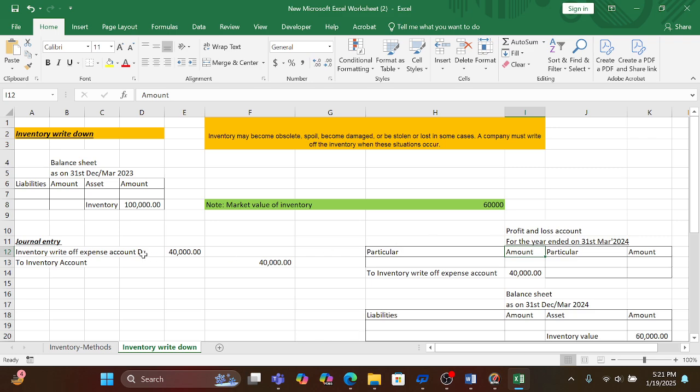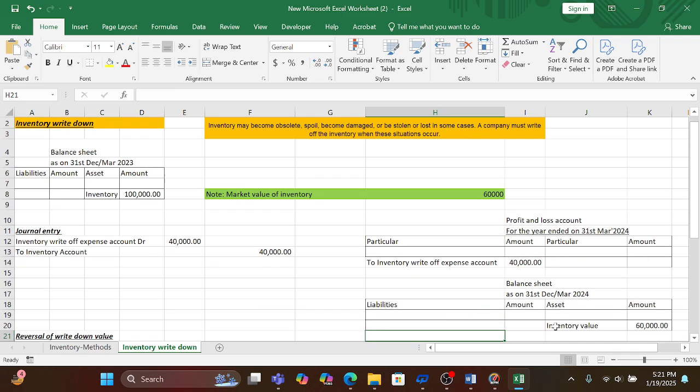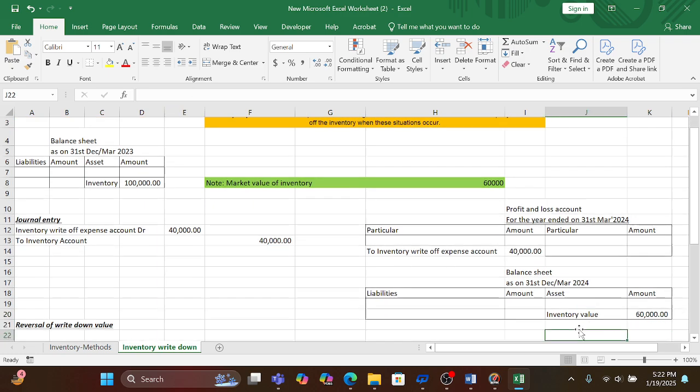40,000 is our loss, so it will be transferred to the profit and loss account, and our inventory account will be reduced by rupees 40,000. If you see here, I have reduced the amount from our inventory. Our inventory balance was 1 lakh in 2023, but in 2024 I have reduced $40,000 from our inventory value.